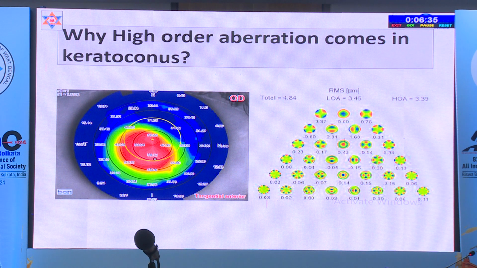When you do these aberrations, you can see the low order aberration is about 3.45 and the high order aberration is 3.39. So I don't have a pointer. Do you have a pointer? You can see that in the second row, the second picture, that is a vertical coma, which is about 2.81. So that is quite high. As the thinning happens and the cone is moving down, you develop more of coma.